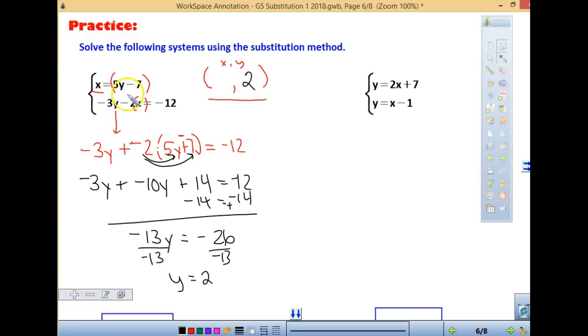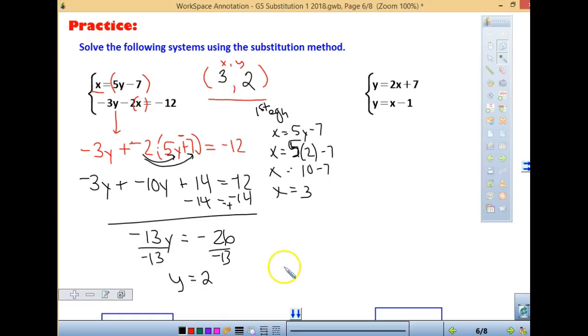In this case, since the first equation gave us x, we're going to go back to that first equation, and we're going to write x equals 5y minus 7, but we are now going to replace the y with what we know y is, which is 2. So we have 5 times 2 minus 7, 10 minus 7, x is equal to 3.